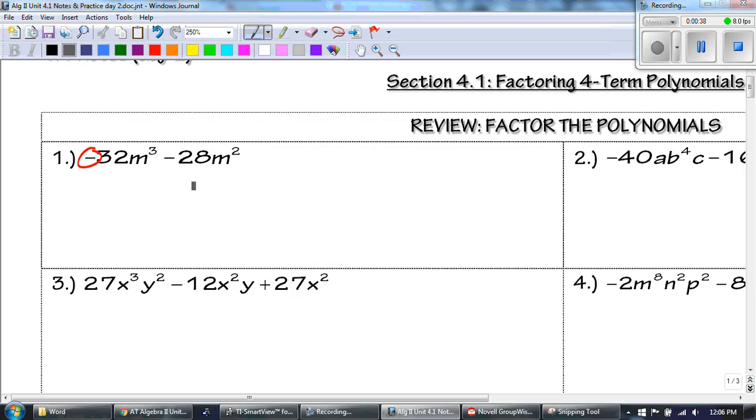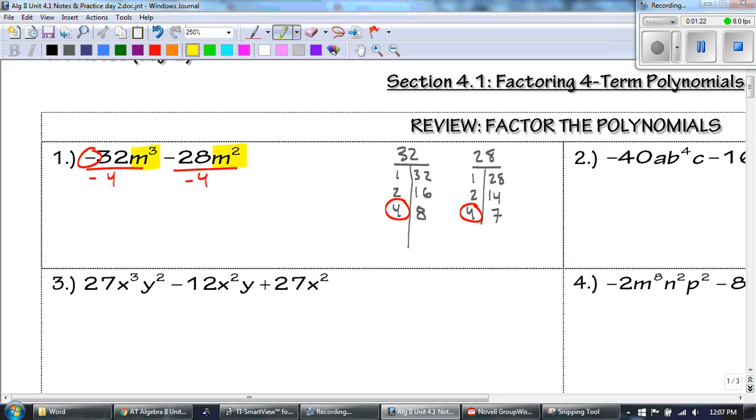Now, if you do not know what the factor of 32 and 28 is off the top of your head, you need to go off to the side and write down all of the factors of 32. 1 and 32, 2 and 16, 3 doesn't, 4 and 8, 5 no, 6 no, 7 no, and we're back to 8. 28 is 1 and 28, 2 and 14, 4 and 7. So we know that 4 is going to go in, but it's going to be a -4.